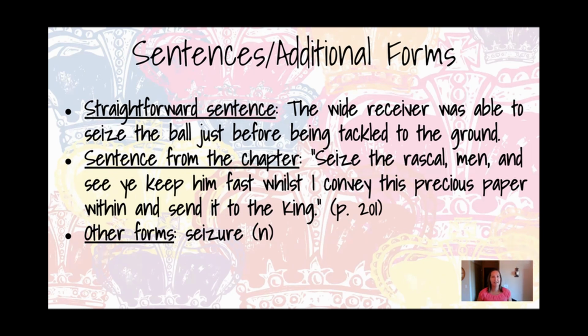"Seize the rascal, men, and see ye keep him fast whilst I convey this precious paper within and send it to the king." This sentence is said after Miles Hendon is found outside of the palace, and he is there looking for help from who he believes is Sir Humphrey Marlowe Sr. He comes across Sir Humphrey Marlowe Jr. He goes inside to go tell Edward that this guy he's been looking for is there.